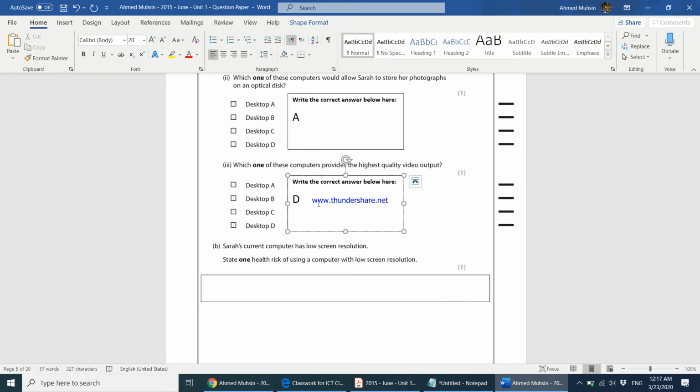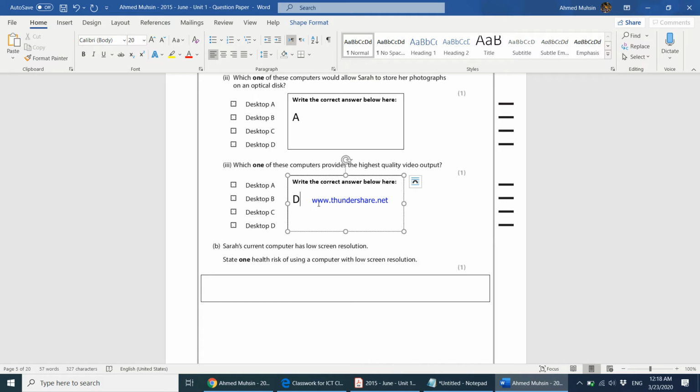The next question goes on to say Sarah's current computer has low screen resolution. State 1 health risk of using a computer with low screen resolution. So resolution is basically a count of how many dots are there on the screen. Okay, so we do know that when the number of dots are less, the quality of the image is very poor. The image would appear kind of blurry. You may not be able to see the text on the image very clearly. You may have to spend some time to understand what the text is trying to say. That's when the resolution is low, because, as I told you, the number of dots are fewer.